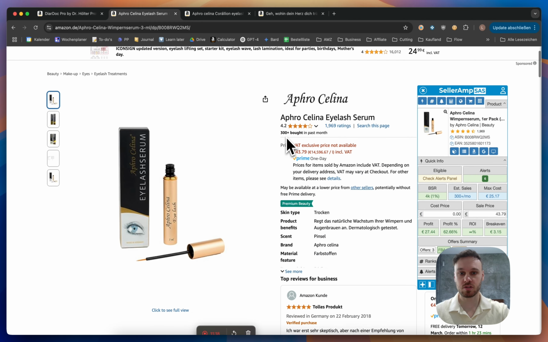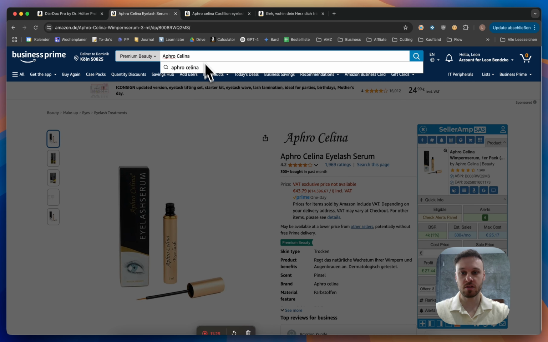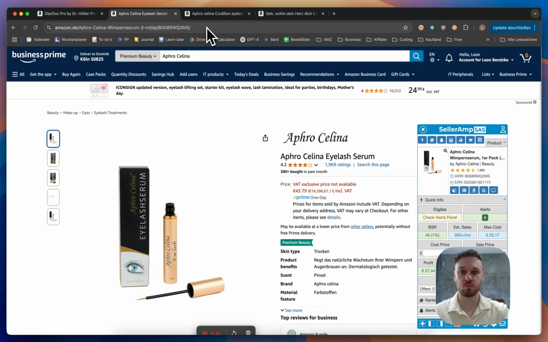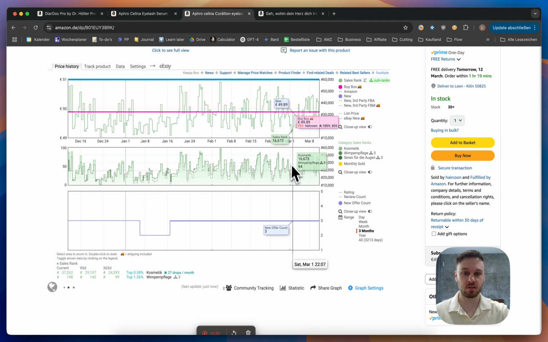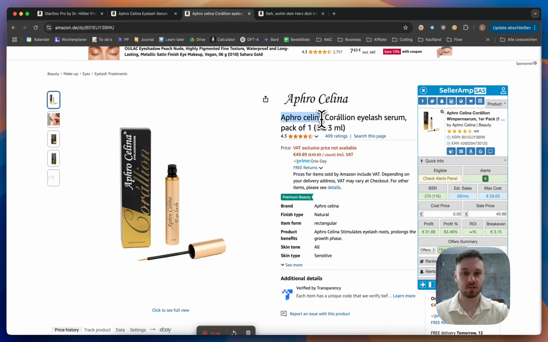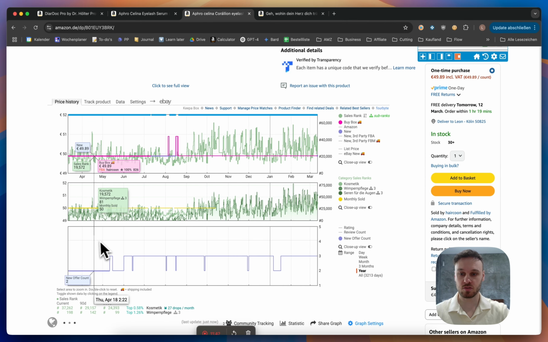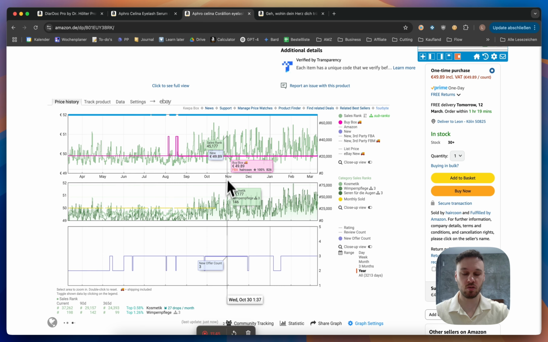And now I would look for other listings of this certain brand. What you can do is copy the brand and look for another listing. I already did that and prepared another listing for you guys, and that's this product right here. As you can see, it's the same brand, and the offer count looks super flat again. The buy box price looks super flat as well, right?